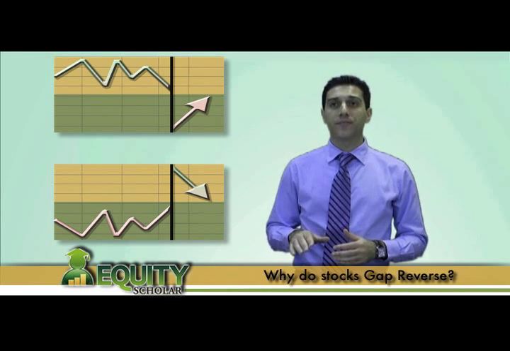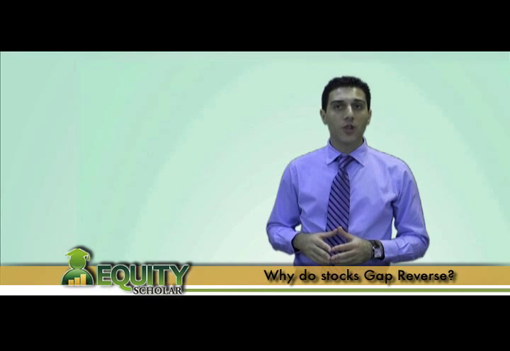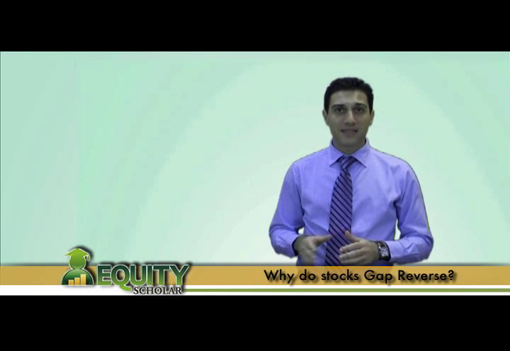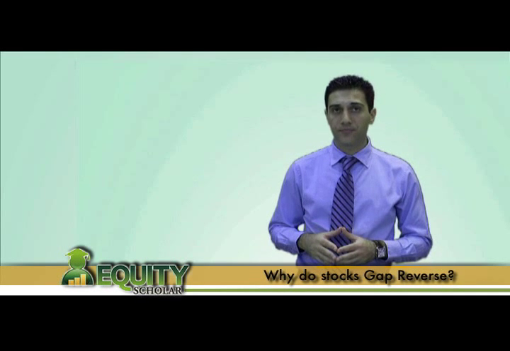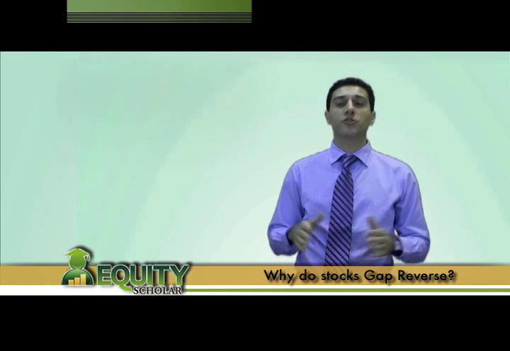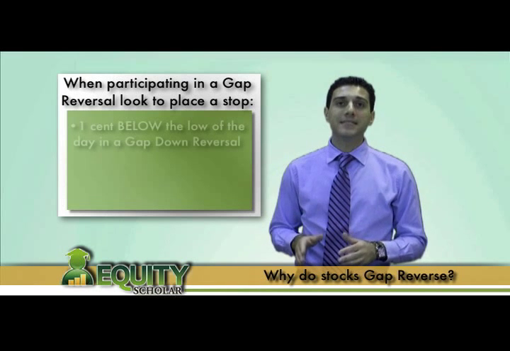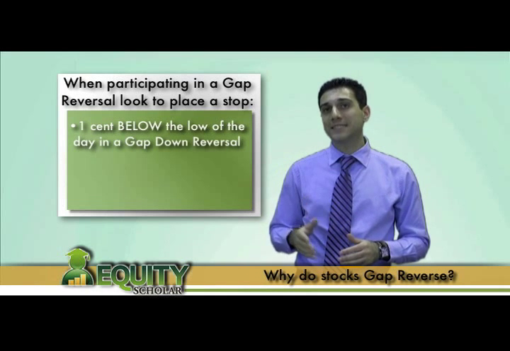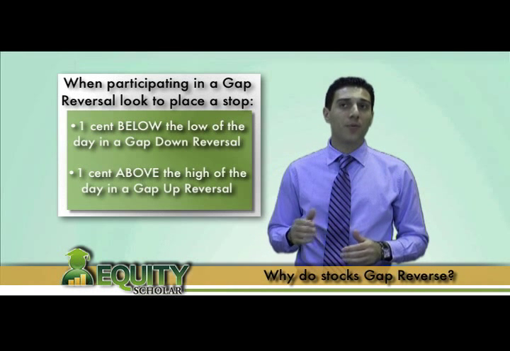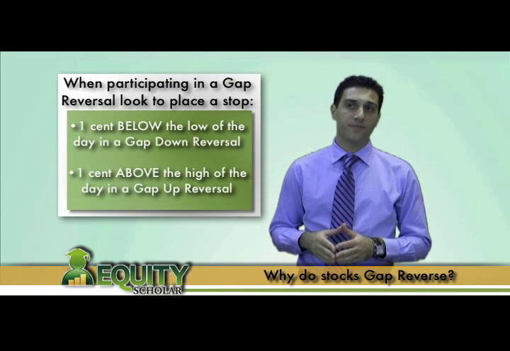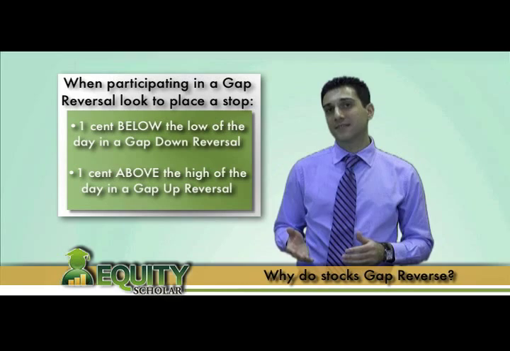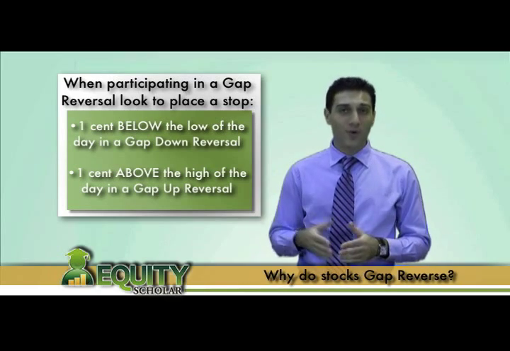Therefore, as a trader, should you encounter a scenario where you identify all the signals that warrant reversing a stock that has gapped far from its opening print, look to be aggressive, as you have found a great reward to risk ratio. By placing a stop loss just 1 cent below the lows of a gap down reversal and 1 cent above the highs on a gap up reversal, you manage to only put at risk a few cents to potentially capture a few points in profit.